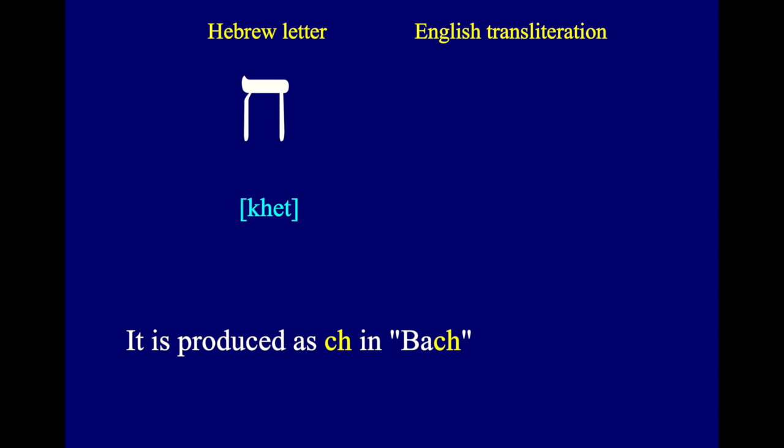It's like if you're German and you're pronouncing the name of the famous composer Johann Sebastian Bach. Or if you're trying to cough up a fur ball, you might make that sound back there. But this is chet, chet. And when you say it, you're going to say... Notice that this looks like Vav, except it's got the wall blocked up.